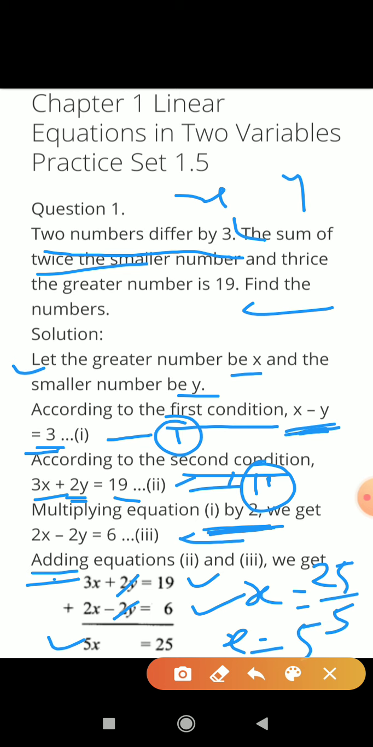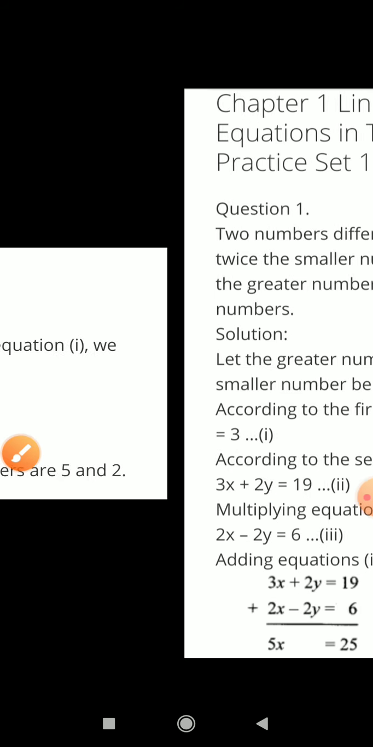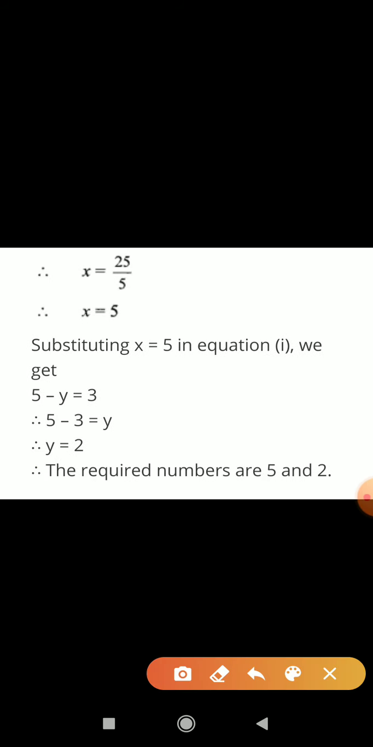So thus we get the value of x. Now we have to calculate the value of y. So we have to put this value of x in one of the equations. So let's find the value of y. So substitute this x equal to 5 in equation number 1. So equation number 1 was x minus y equal to 3. So as we know x is equal to 5, so 5 minus y equal to 3.